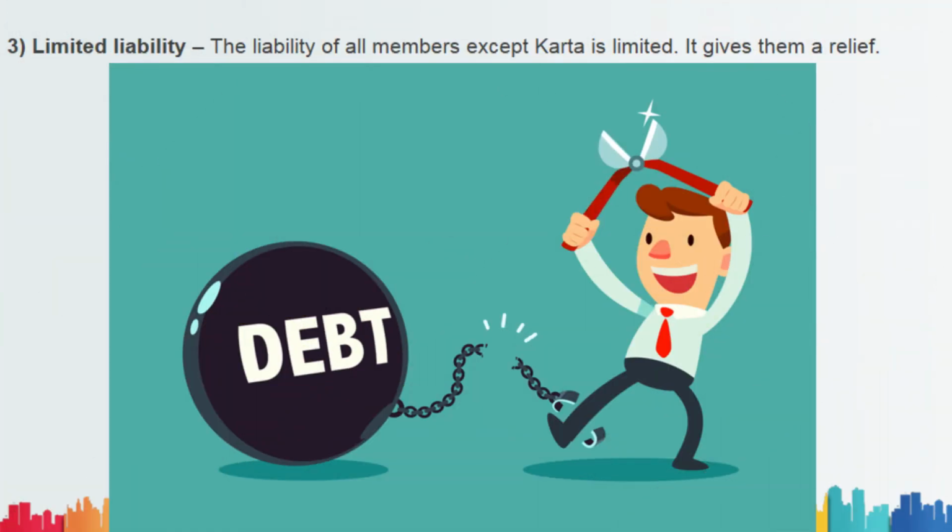Moving on to the next advantage, limited liability. Limited liability is there, but it is for the other members. Except the Karta, all the other members have limited liability, which reduces their liabilities. They feel that they are safe. So again, it's an advantage for the members, not for the Karta.